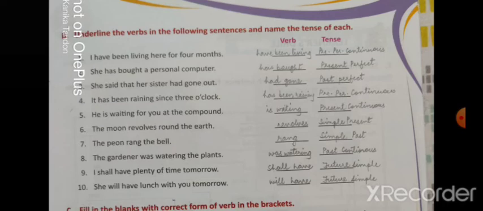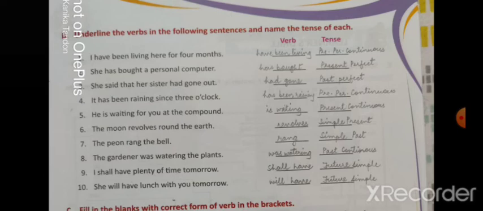She has bought a personal computer. Has bought is the verb. Present perfect is the tense. She said that her sister had gone out. Had gone is the verb and past perfect is the tense. It has been raining since 3 o'clock. So has been raining is the verb and present perfect continuous is the tense.